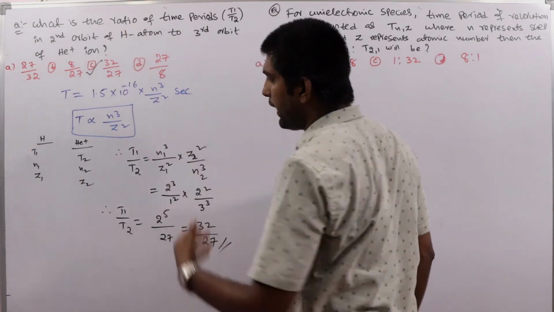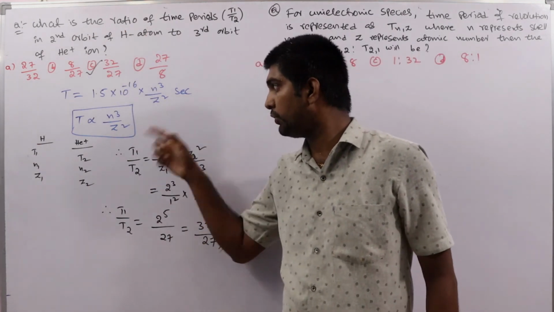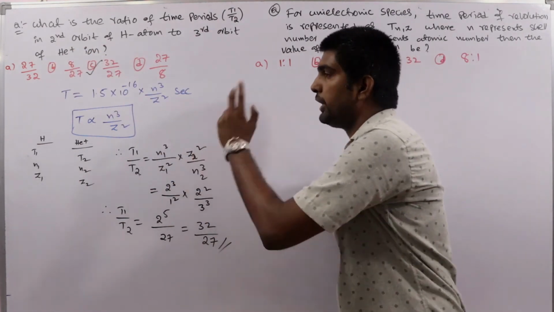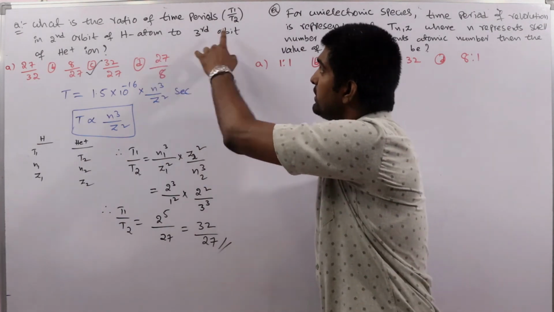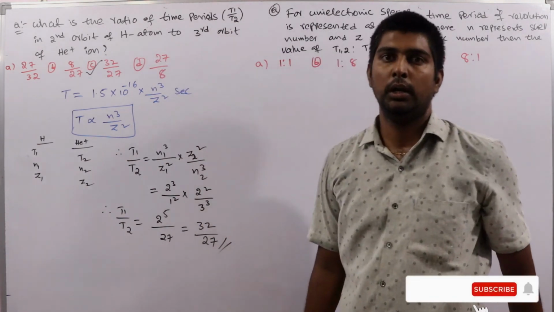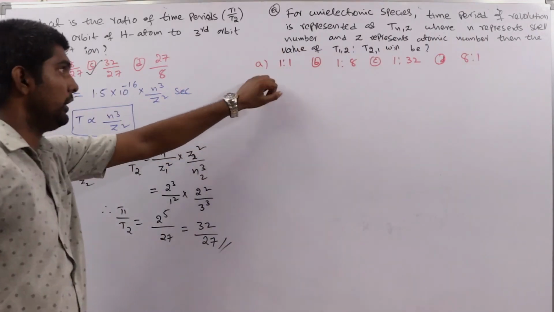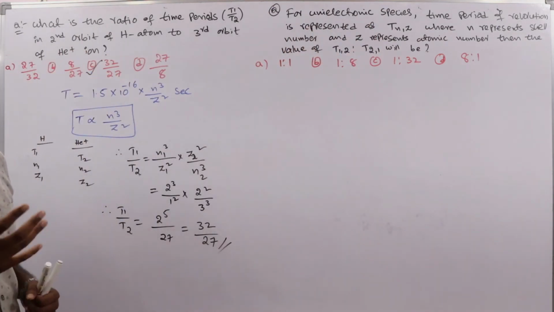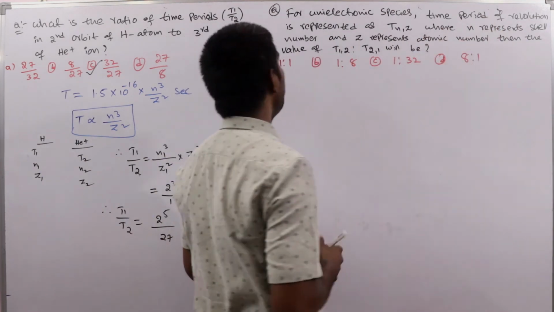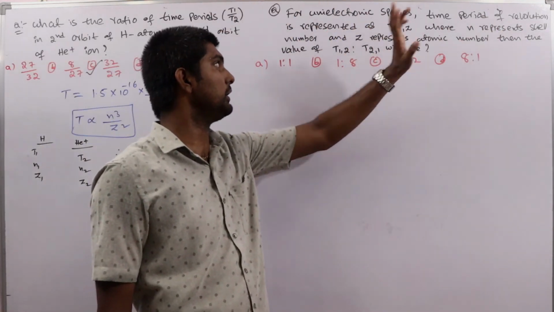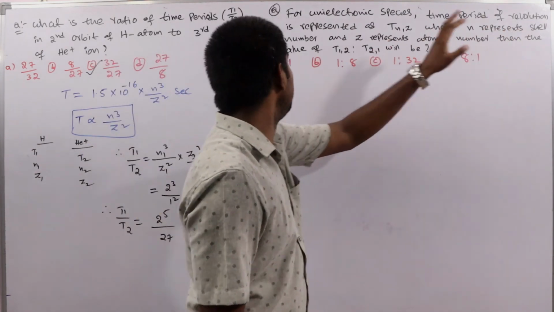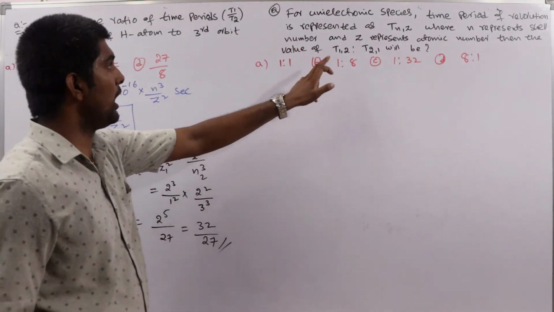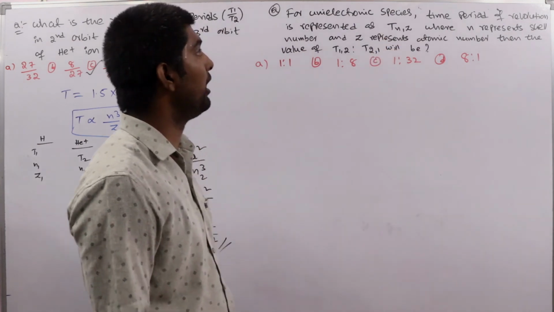Okay, so in this way from the given information we just have to substitute here. Second orbit of hydrogen, so for hydrogen N is 2, Z equal to 1. And third orbit of helium plus ion, so for helium Z is 2, so that's why 2 square, and N is given as third orbit, so 3 cube, like this. Okay, next let us see another final model in this lecture. For uni-electronic species, means one electron species, time period of revolution is represented as T n comma Z, where n represents shell number and Z represents atomic number. Then the value of T1 comma 2 is to T2 comma 1 will be.